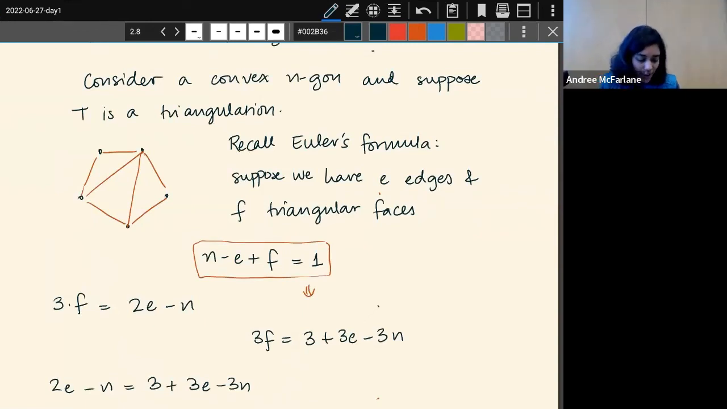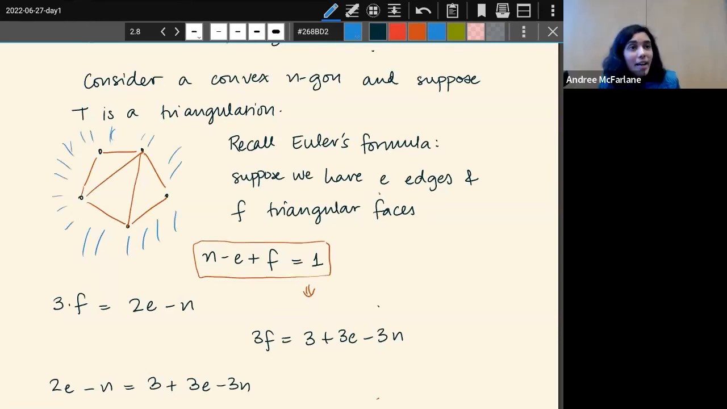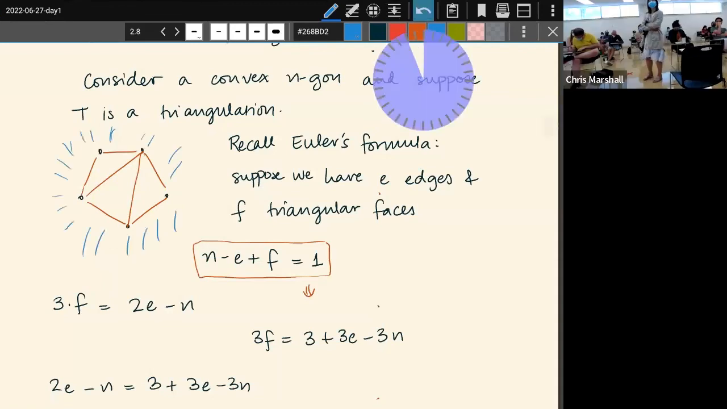So yes and no. I mean, it's 2 if I include the outside infinite face. So you can think of the face on the outside. If you count that as a face, then you add 1 to both sides, and that's because the Euler characteristic of a 2-sphere is 2. But if you remove that outside face, then you subtract a 1 from both sides, and then you get 1. Okay. Thank you.